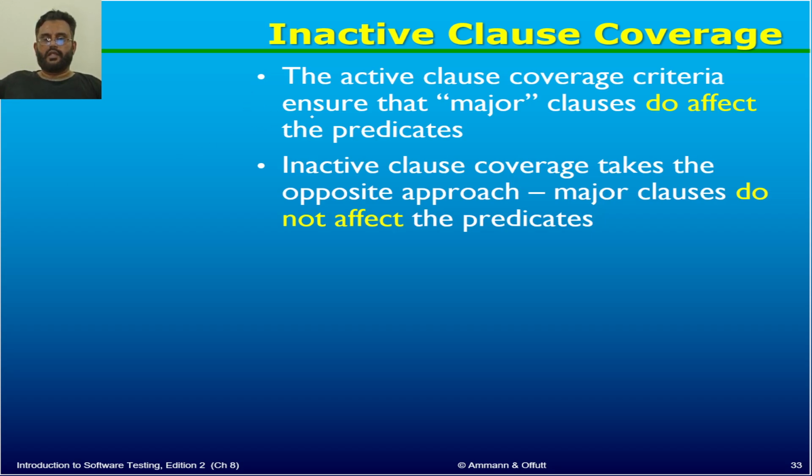So inactive clause coverage is based on the fact that the active clauses do not affect the predicate. However, in the case of active clause coverage, we have seen the definitions and examples where we discussed that active clauses do affect the predicates. Active clauses are also called the major clauses in the predicate. Inactive clause coverage takes the opposite approach, and here major clauses or the active clauses do not affect the predicate.